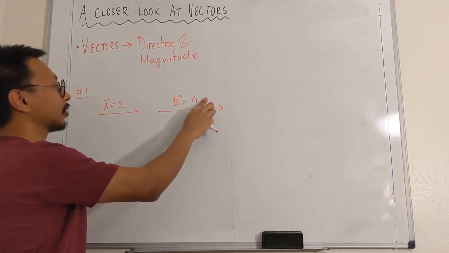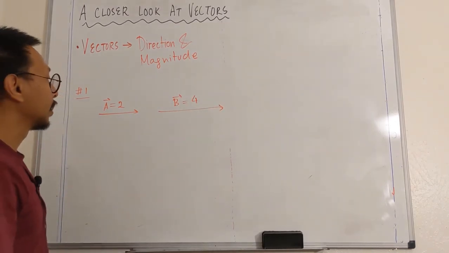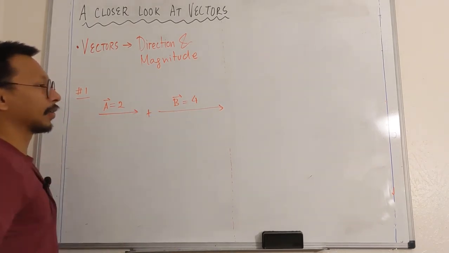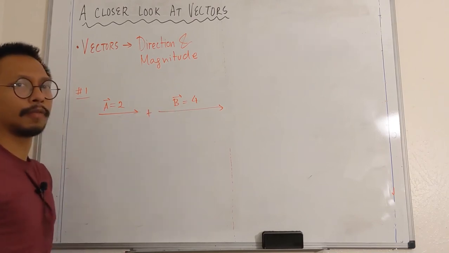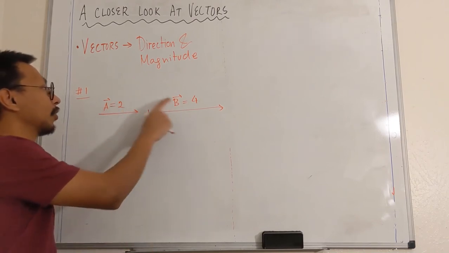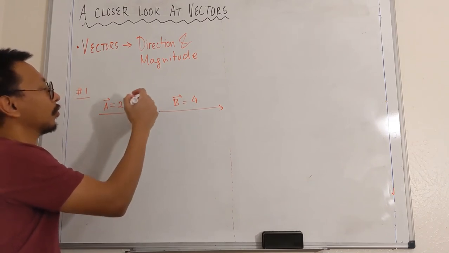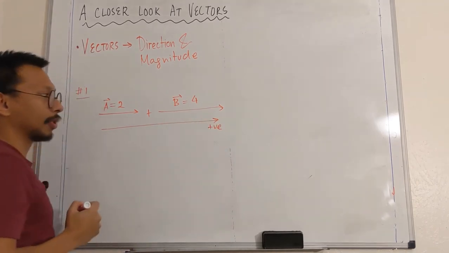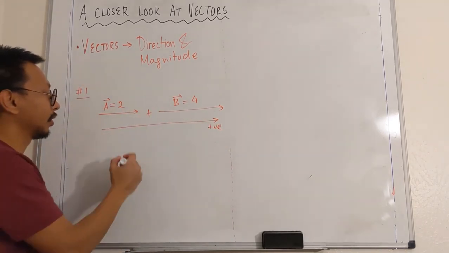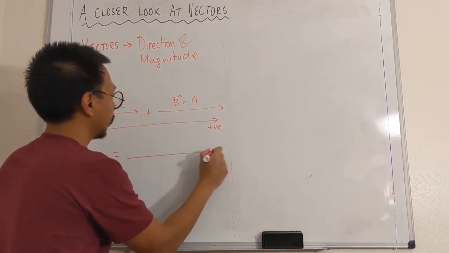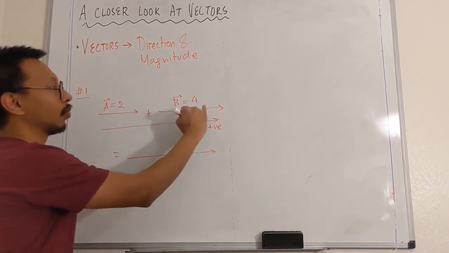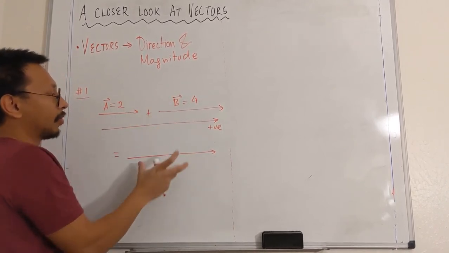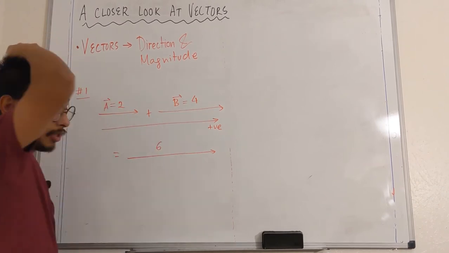Let's not call them meters, let's go for a general vector. They can be anything. So let's say we want to add them, so we have a plus sign here. When you add these vectors, both are pointing from left to right, so we can denote them on a coordinate axis and denote this direction to be the positive direction. When we add, we get a combined vector which is bigger than either one of them, because these two vectors add up to give you this resultant vector, which is 6. Okay.